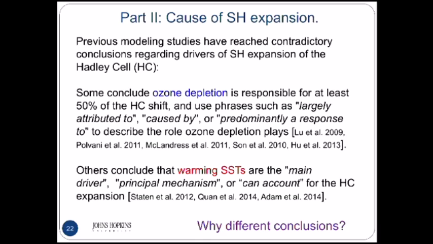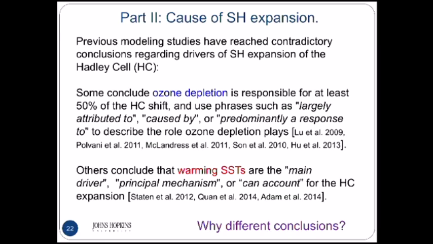some of the studies listed here concluded that stratospheric ozone depletion was responsible for the majority of the shift. And they used words like largely attributed to, caused by, predominantly a response to.